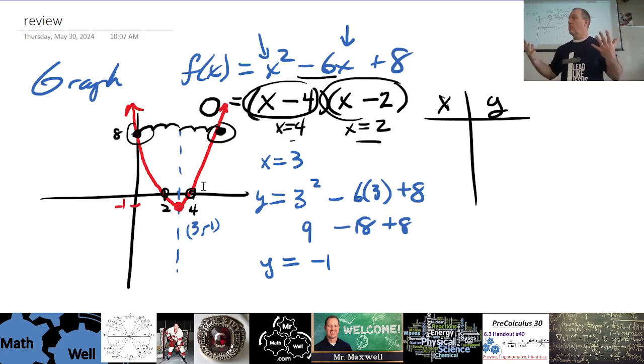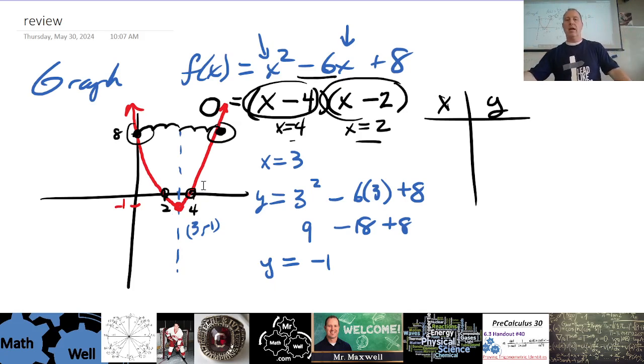Okay, so that's a way you can graph a parabola using the constant as the y-intercept, using the factored form for the roots. The halfway point between the roots would be the axis of symmetry. Use that to find the vertex. Use symmetry to plot some other points, and you're good.